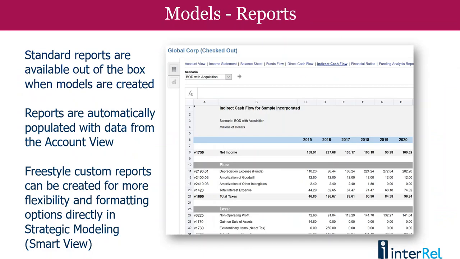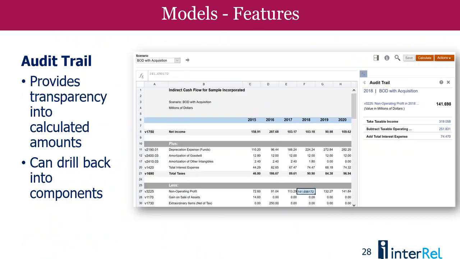When a model is created, there are also certain canned reports that are created along with it. Standard ones are income statement, balance sheet, cash flow. And then another thing you can do if you want to do some more customized reporting in Smart View, you can push data from strategic modeling to an ASO-based reporting cube. Audit Trail is a great feature. Simply click on a number and it lays out the calculation for you, where the numbers are coming from.